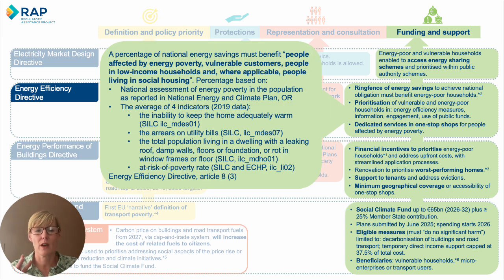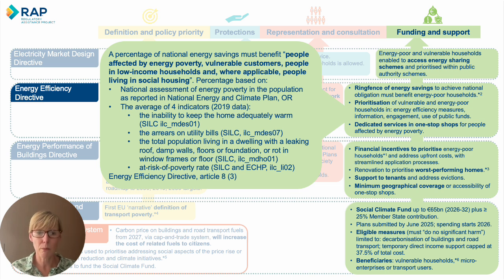First, I'm going to start with what I see as the three big hitting tangible new provisions. And the first of those is in the Efficiency Directive, where a proportion of the national cumulative energy savings targets now need to be achieved to benefit four groups of households. They are people affected by energy poverty, vulnerable customers, people in low-income households, and people living in social housing.